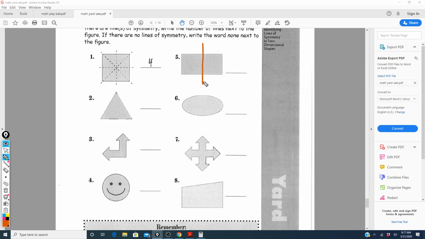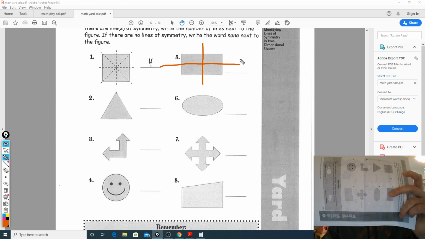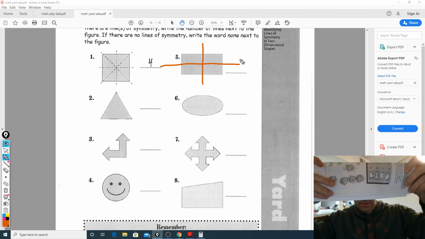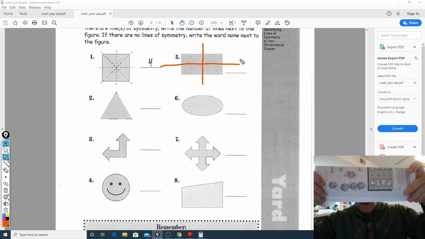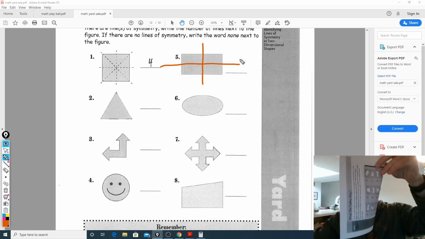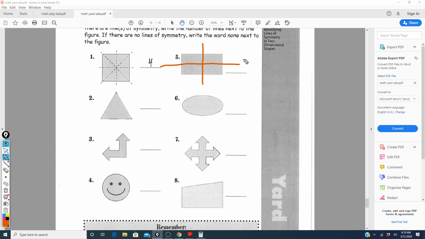A second line of symmetry would also go right in the middle. I can fold that rectangle down and perfectly cover the other half, or I can fold that rectangle left to right and do it that way. So there's your two lines of symmetry. I don't think there's any other ones for that. That should be two.